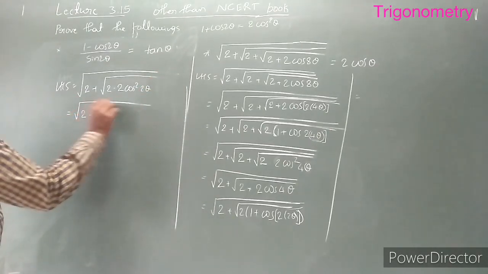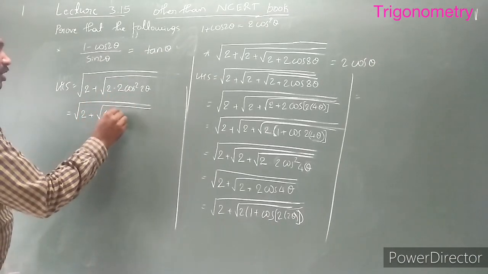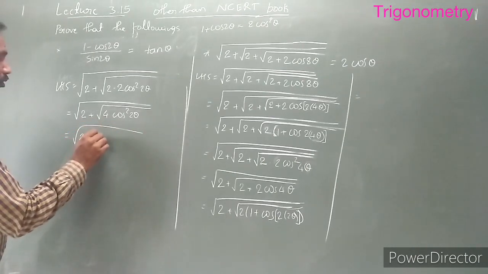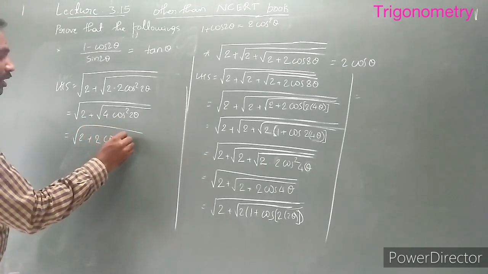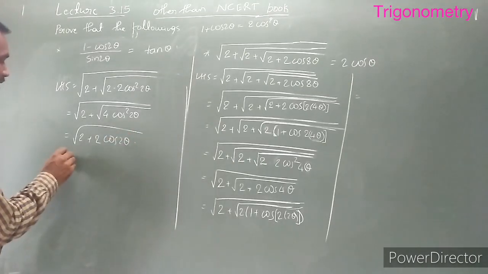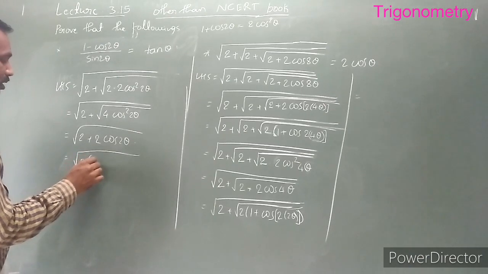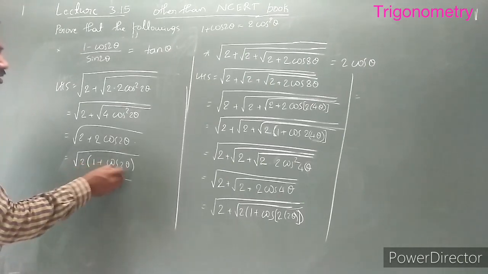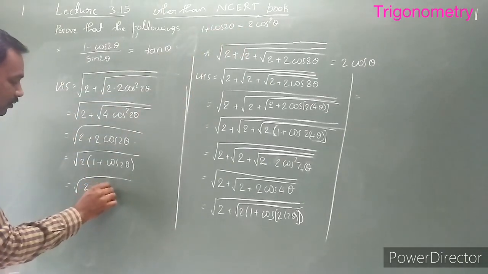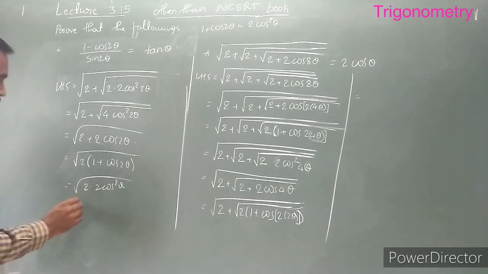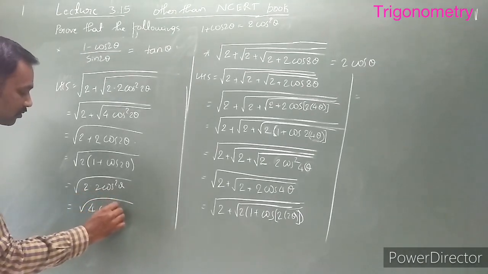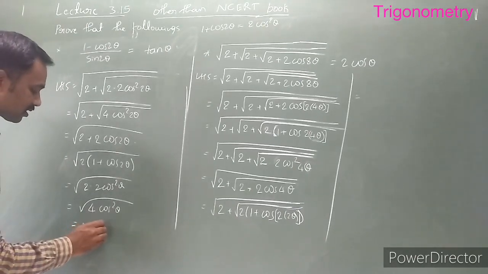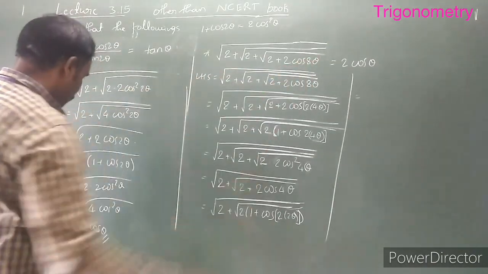2 as it is plus root of 2 into 2, 4, cos square of 2 theta. What is the value? Root of 2 plus root 4 is 2, and cos square of 2 theta under the square root is just cos of 2 theta. Again the same thing: under the root, 2 is common, 1 plus cos 2 theta. What is 1 plus cos 2 theta? That is 2 cos square theta. 2 into 2 is 4, so root of 4 into cos square theta: root of 4 is 2, root of cos square theta is just cos theta. Hence the answer is 2 cos theta.